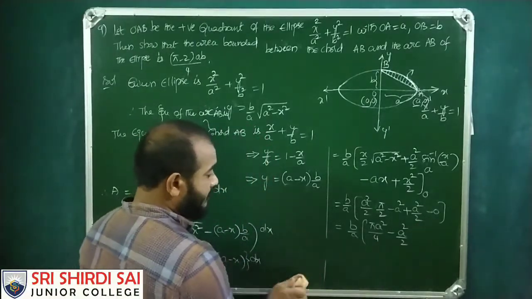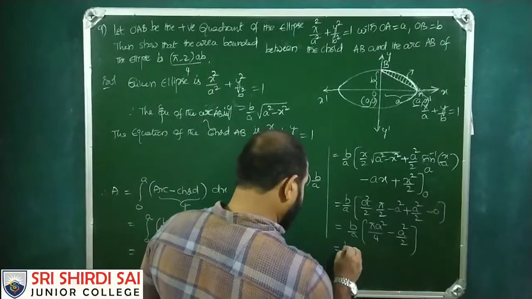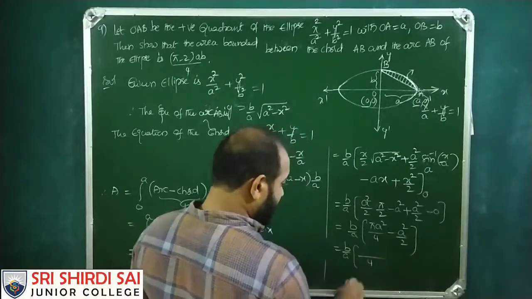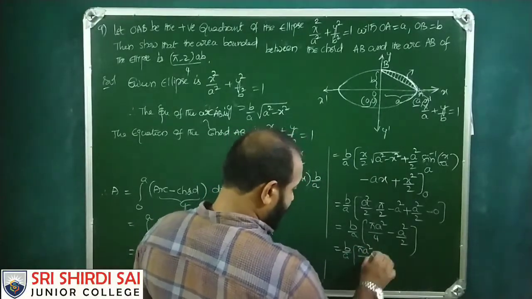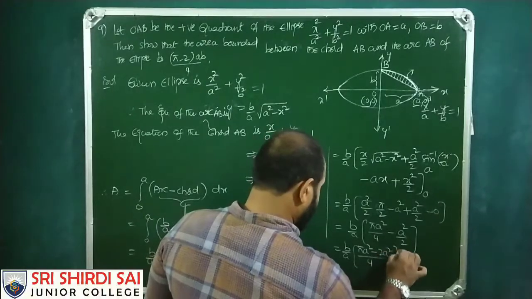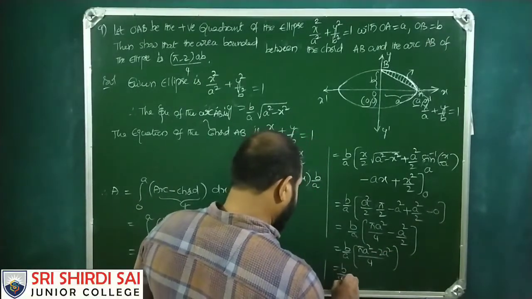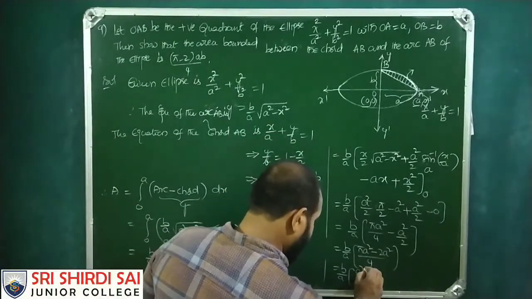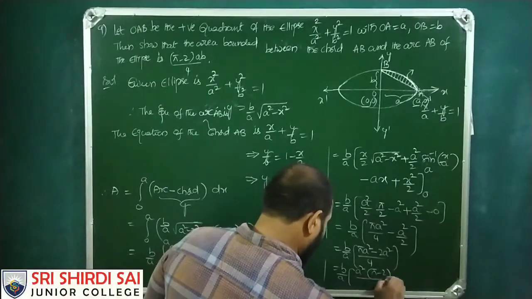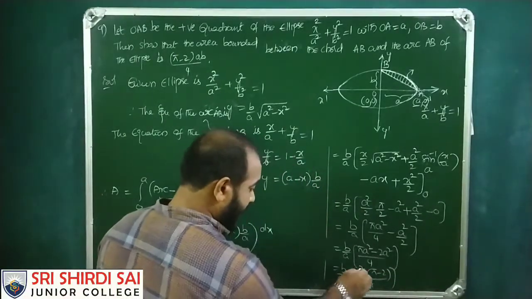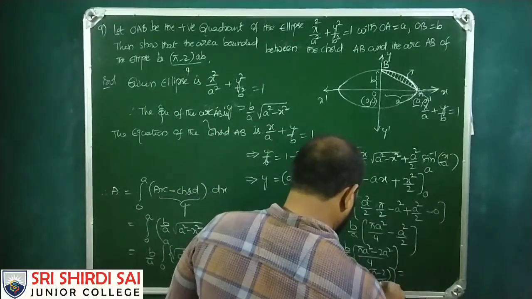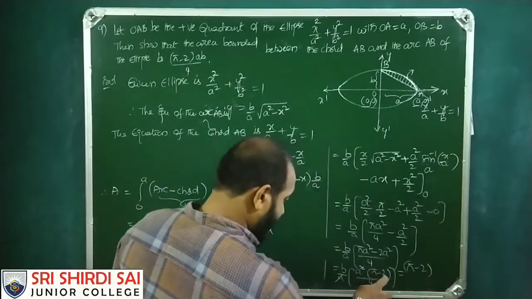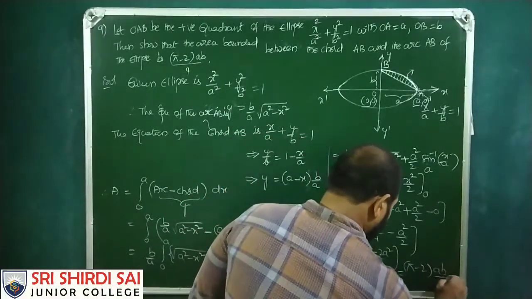So that implies b by a into, take 4 as an LCM. This is pi a square minus, this is 2a square. That implies b by a, take a square in common, then this is pi minus 2 by 4. This is equals to, a gets cancelled. This is what we need to get. So pi minus 2 ab by 4.